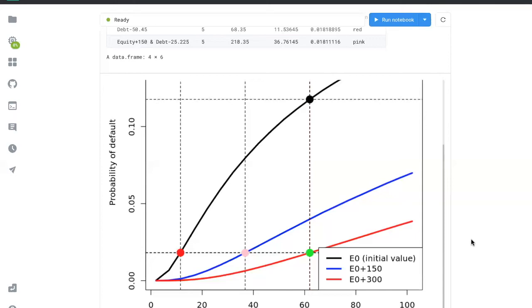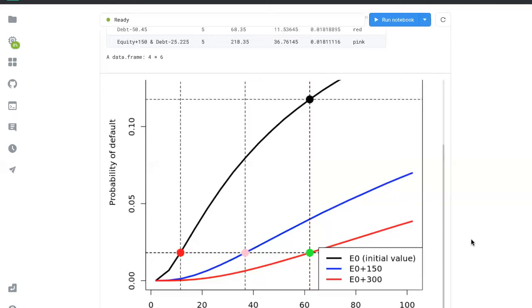Later, we created our strategy where the objective is to reach a target default of 1.8%. For that, we had to increase the equity by 300. The first strategy is represented by the green dot, and you can clearly see an abysmal difference when compared to our benchmark at a distance of about 10,000 basis points.